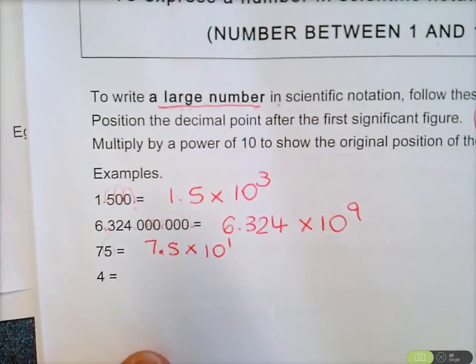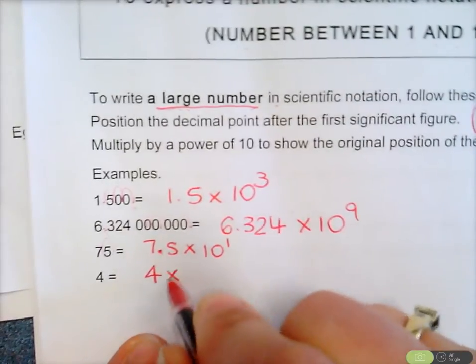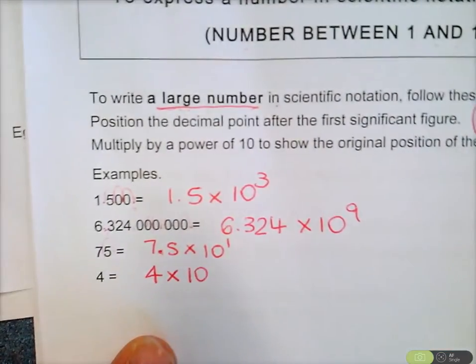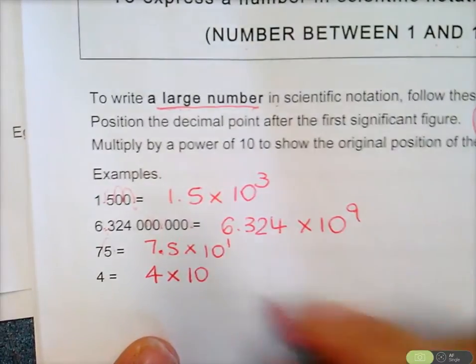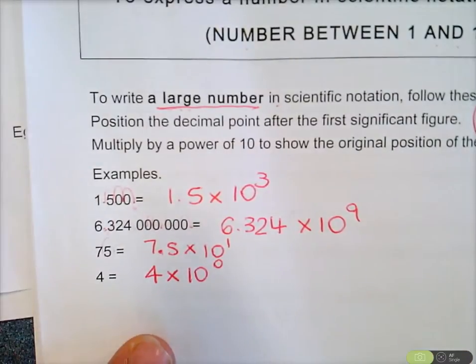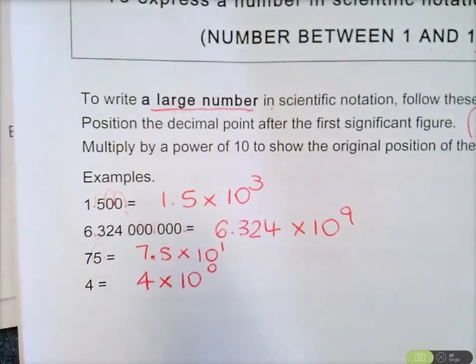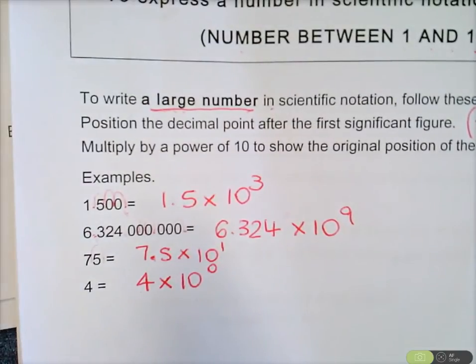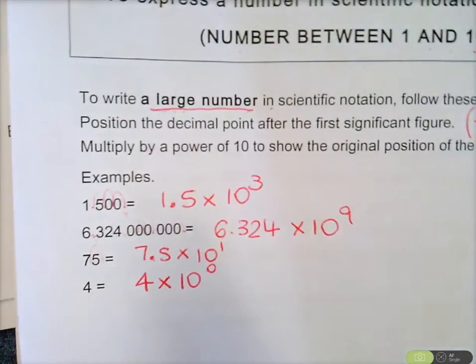What about the next one? Where's the decimal point? After the 4. I've already got a number between 1 and 10. So 4 times 10 to the what? It's not 1. 0. I'm not moving it. It already is. What's 10 to the 0? 1. Yeah. So 4 is 4 times 1. So that's a trick one, that 4 is 4 times 10 to the 0, but that is in scientific notation. So scientific notation, I want a number between 1 and 10 times 10 to the power of something.